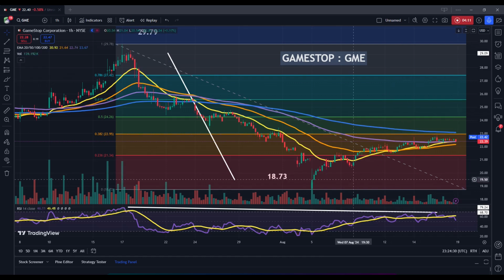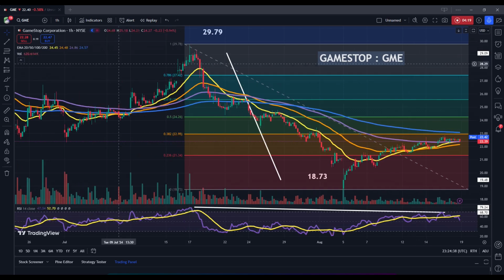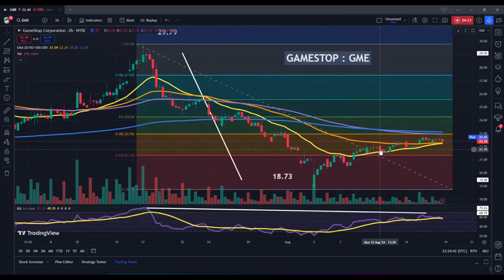So, if I was long this stock, what I would have wanted to see into this price close would have been a break roughly above 2310. Why do I say that? Maybe this might be a little bit easier to see if I move out to the 2-hour chart here.